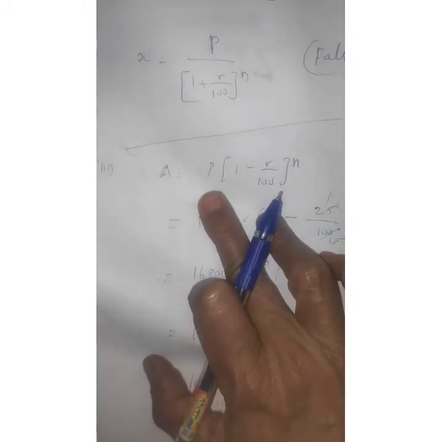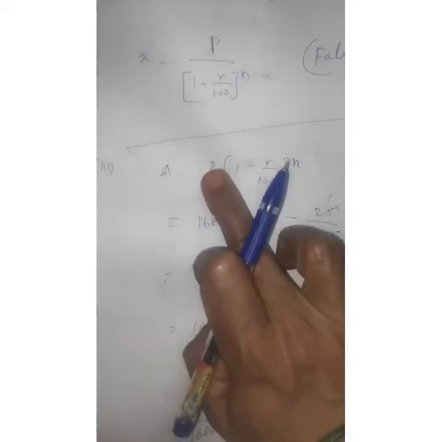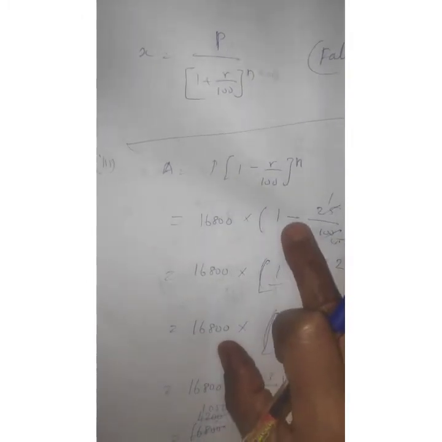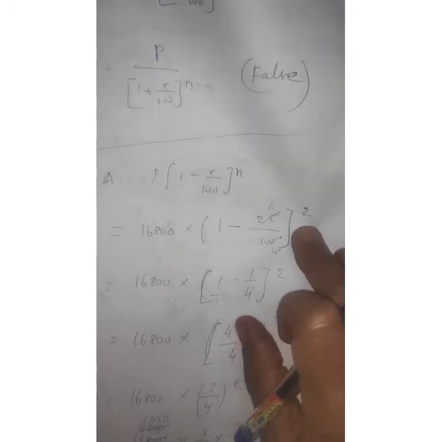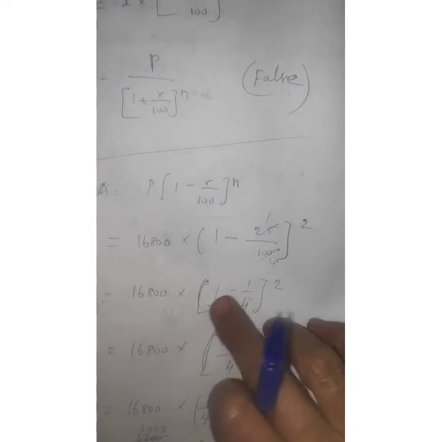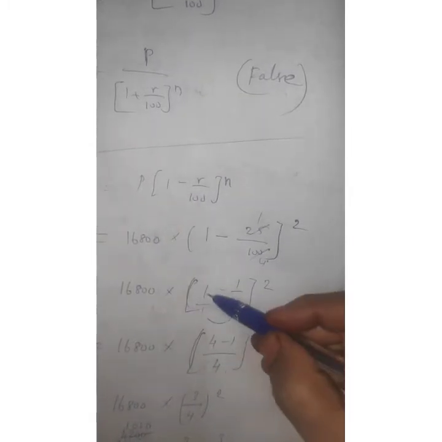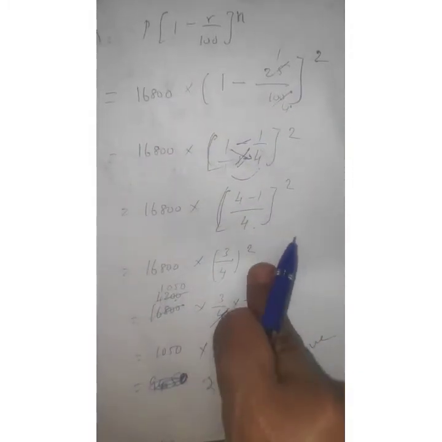P value is given as the machine value 16,800. In the bracket, what is the symbol in between? Into, start the bracket, 1 minus r value equal to 25 by 100 whole square. 1 25 is 25, 4 25s are 100. 1 minus 1 by 4 whole square. Do the cross multiplication. 1 4 is 4, 1 1 is 1, in between the symbol is minus. 4 minus 1 is equal to 3 by 4 whole square.